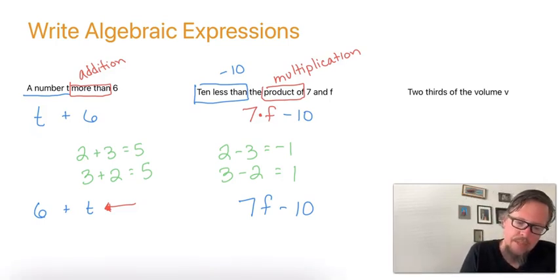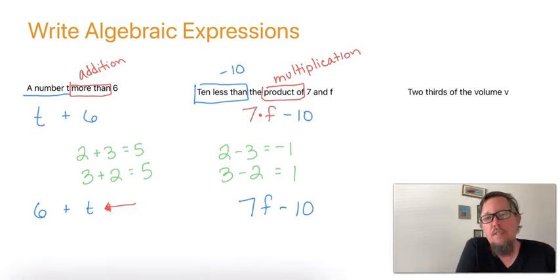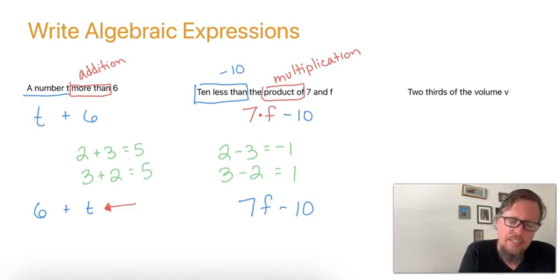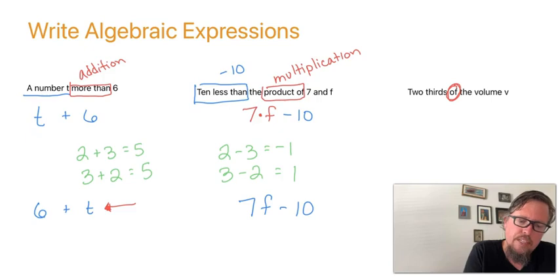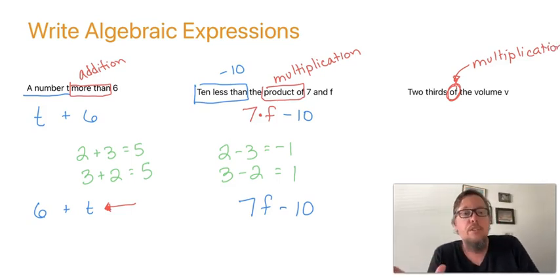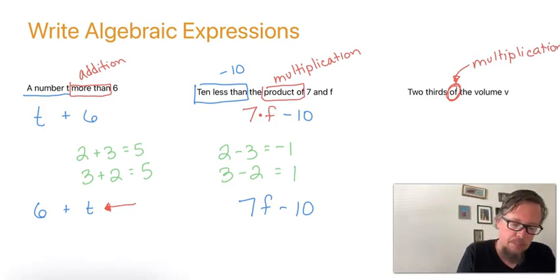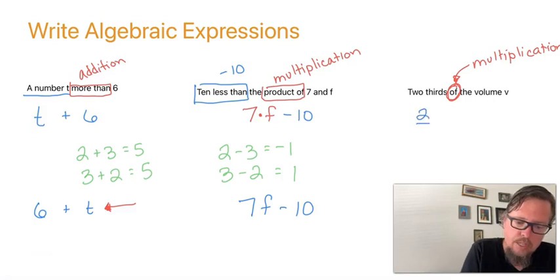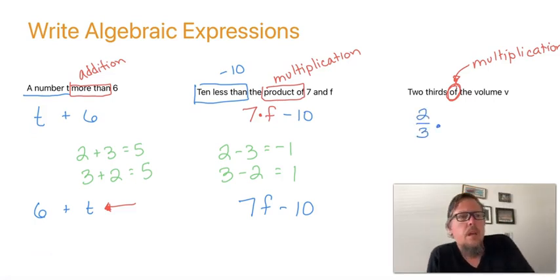Let's look at this last one here. It says 2/3 of the volume V. Of is the key word in this sentence. Of is also a mathematical word, believe it or not, and of means multiplication as well. So when you see of, that means to multiply. So what are the two things we're multiplying? It says 2/3, then it says of, that's multiplication. So let's start off with 2/3 times of the volume V. So V is a variable in this case that represents volume.